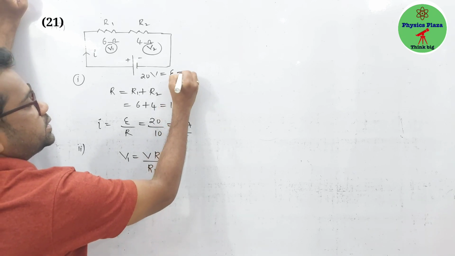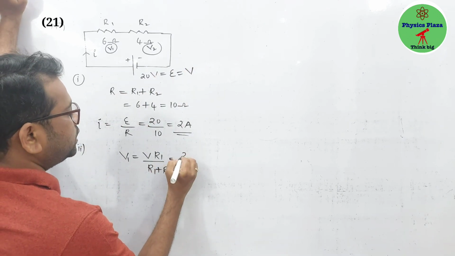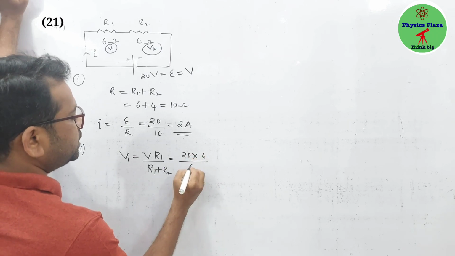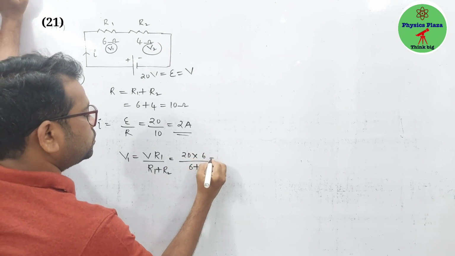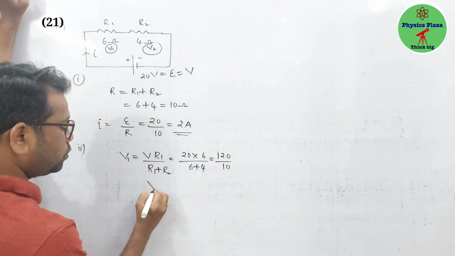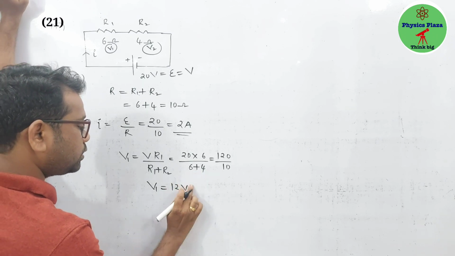What is V? Yes, this is actually V. Okay. So this is going to be 20 into R1, how much? 6 by 6 plus 4. So this will be 120 by 10. So V1 is equal to 12 volts.